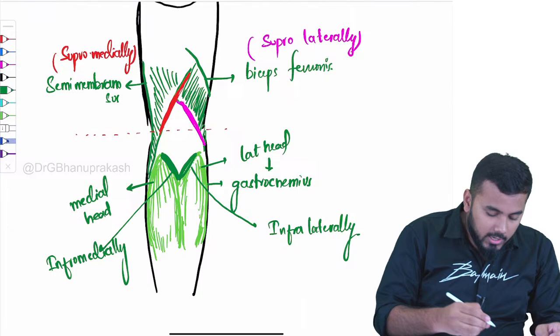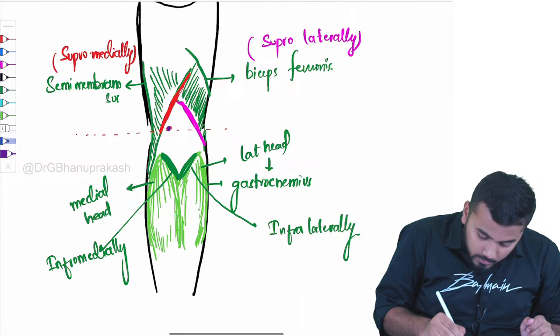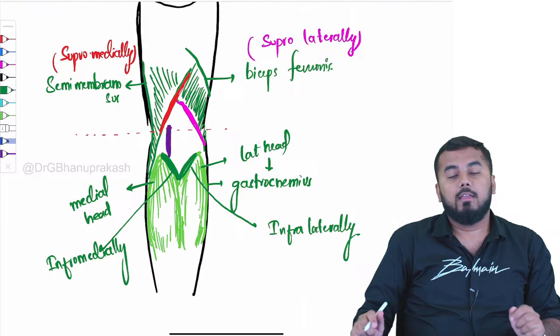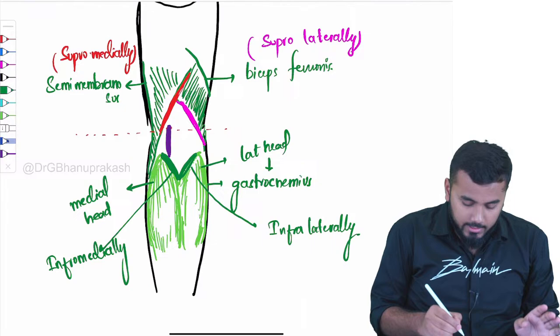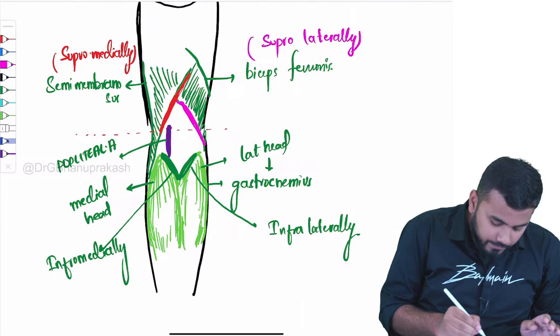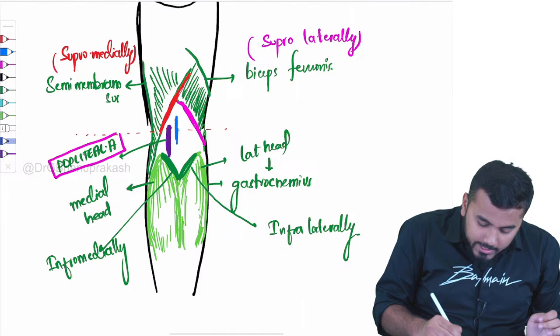First important thing, I have got this violet colored thing which I have drawn here. This is called the popliteal artery. I have already drawn the arteries and told you, once the femoral artery enters into the popliteal fossa, it is called the popliteal artery. And after that, just medial to the popliteal artery, I have got this vein over here, and this is called the popliteal vein.